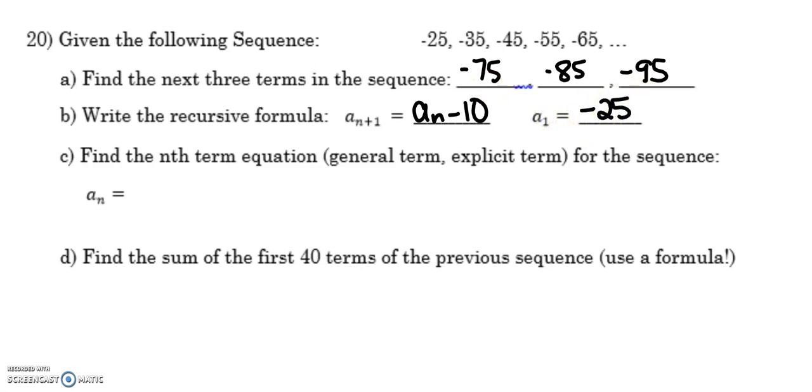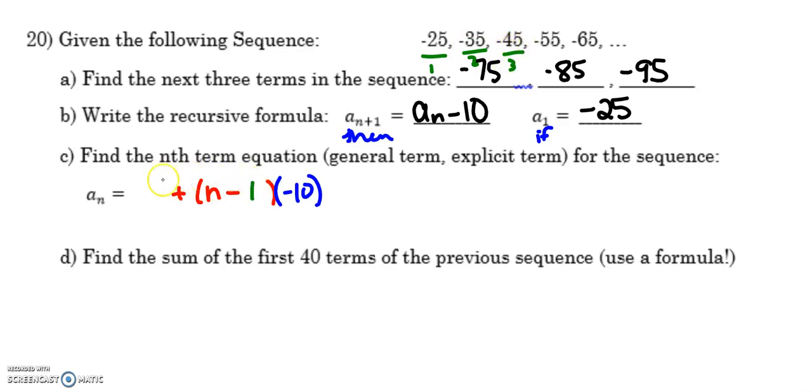So that's your recursive formula: with this initial value, the next term is the previous minus 10. Then it says find the nth term of the equation for the sequence. So a sub n, remember, I'm just going to set up as n minus, and then I'm going to need my common difference, which was negative 10, and I need some sort of coordinate pair. So I could use negative 25, I could use 2, negative 35, I could use 3, negative 45, doesn't matter.